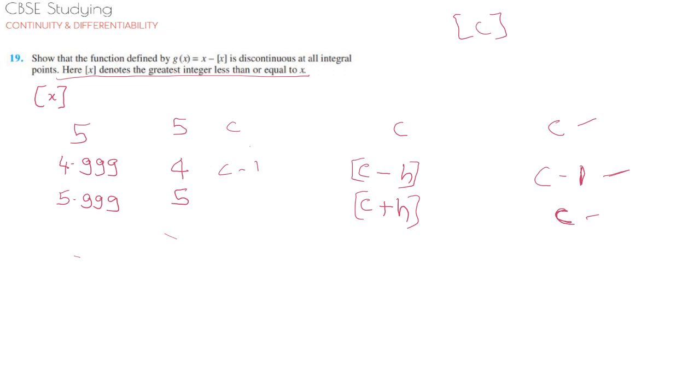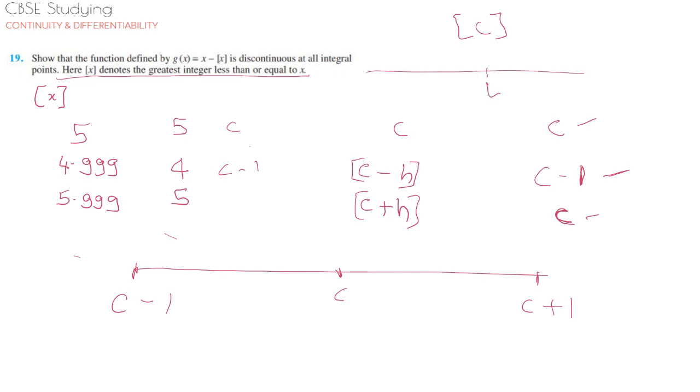Okay, so if you want to remember this, an easy way to do it is to draw the number line. This is C, this is C minus 1, and this is C plus 1. How did I get this? Imagine drawing a number line with 5. What comes before 5? 4. And what comes after 5? 6. So this is 5 minus 1 and this is 5 plus 1. Same concept, C minus 1 and C plus 1.